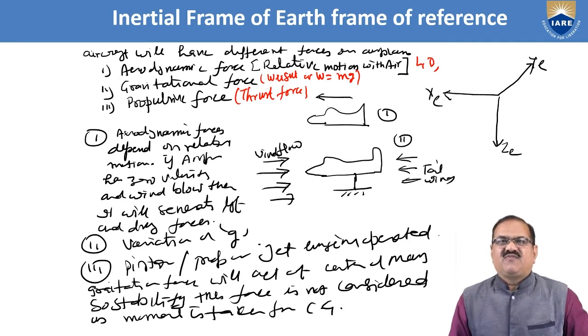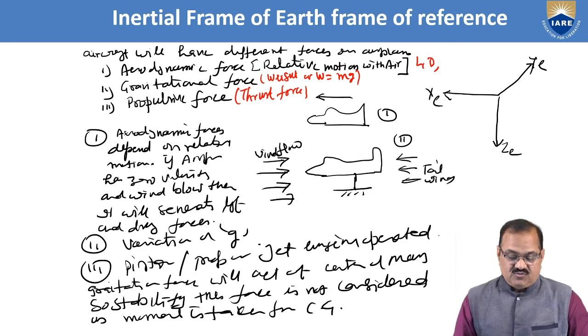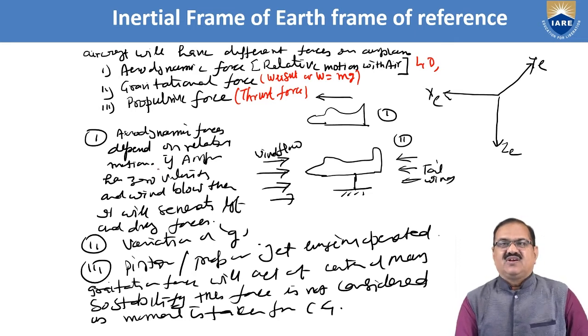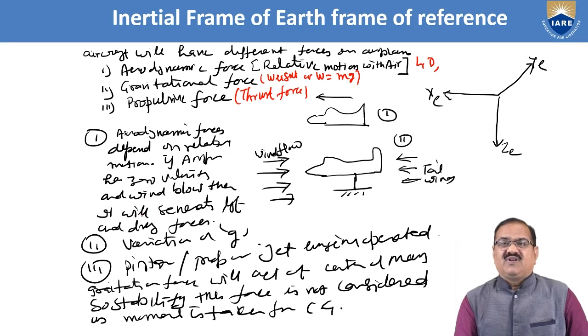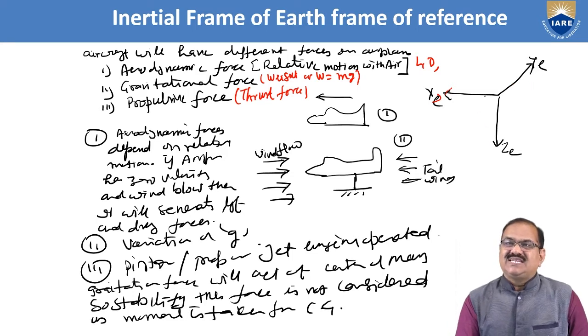So this aerodynamic force depends on the relative motion of the wind. If it has zero velocity and wind blows, then a lot of lift and drag will be generated. You can see here it is xe. We have shown here E stands for the Earth system, with xe, ye and ze. You can see one case when the aircraft is moving with a velocity v in a free atmosphere.